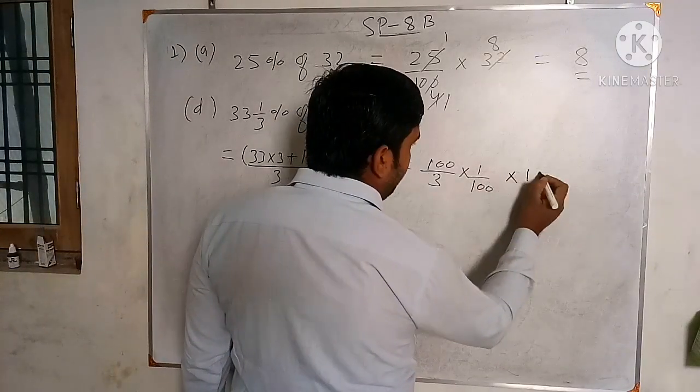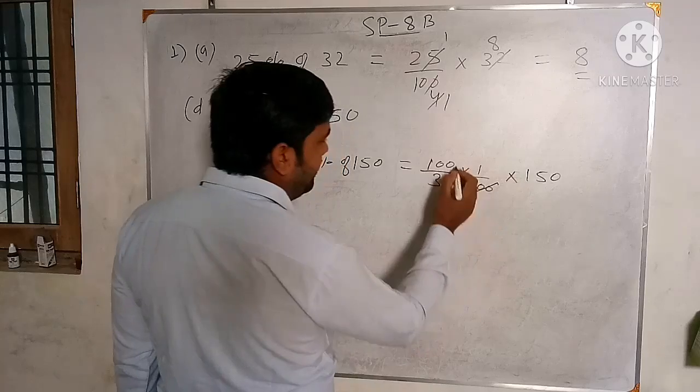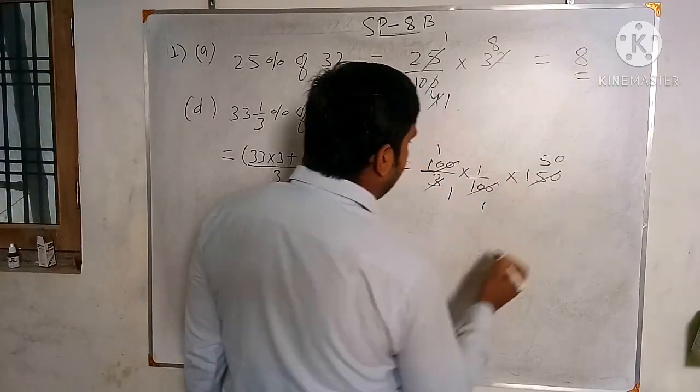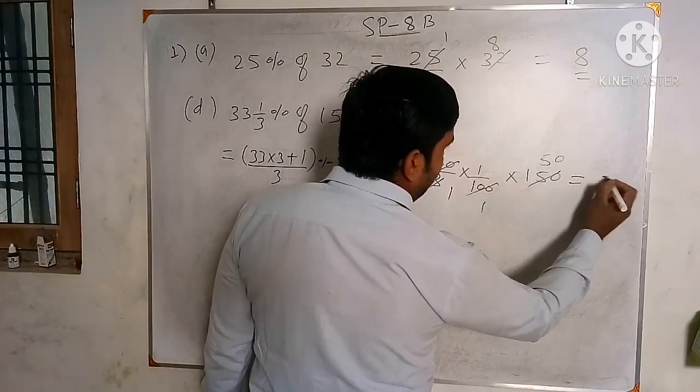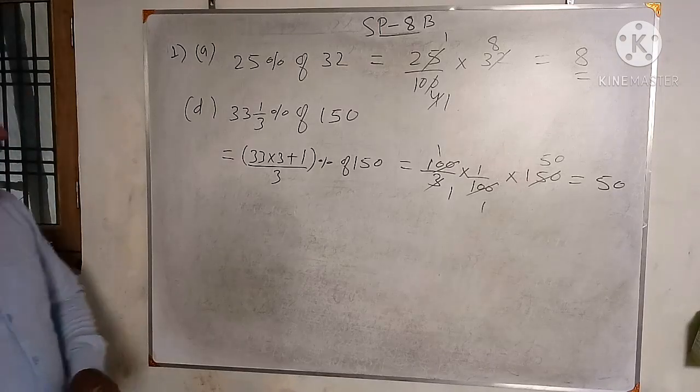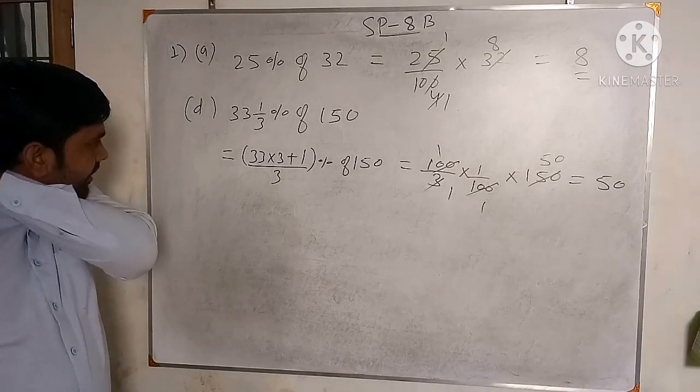Of means multiply 150. See, 100 is cancelled with 100 one time. 3 ones are 3, 3 fives are 15, so the answer is 50. So 33 1 by 3% of 150 is 50.